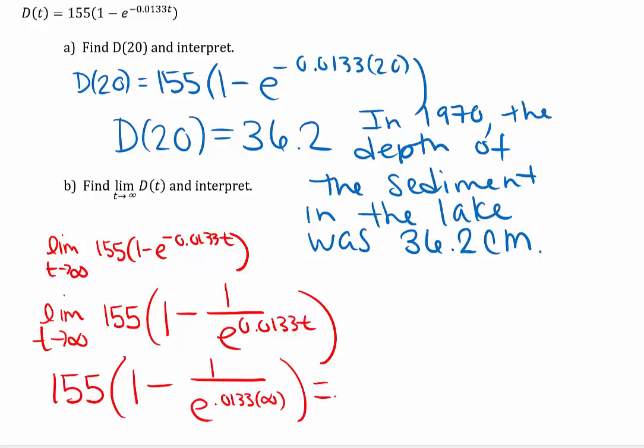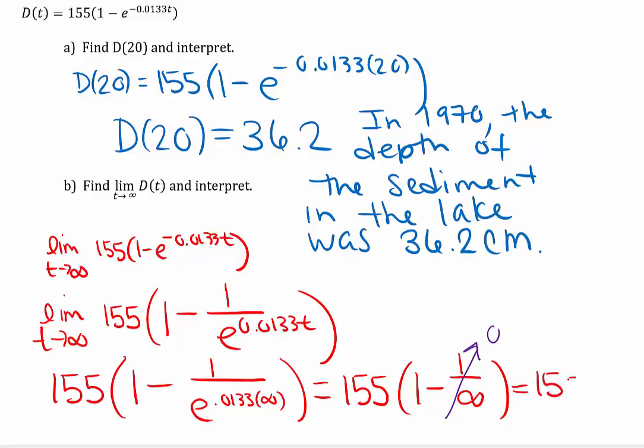And 0.0133 times infinity, anytime you multiply a number times infinity, you still get infinity. So this is 155 times 1 minus 1 over e to the infinity. And well, e to the infinity is actually infinity as well. So I'm going to erase that and change that. And now we can use that rule that anytime we have a constant over infinity, it always goes to 0. And so we are just left with 155. This limit is equal to 155.